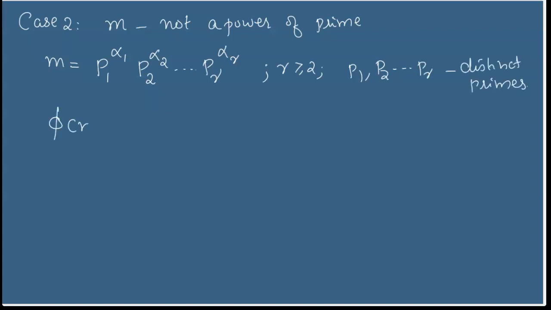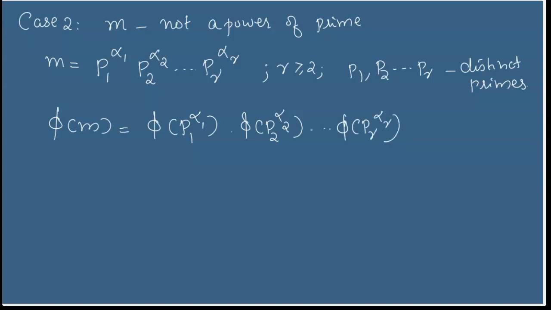Then we can see that φ(m) will be equal to φ(p1^α1) · φ(p2^α2) · etc. · φ(pr^αr), using the multiplicative property of φ. Since p1, p2, etc., pr are distinct primes, these numbers p1^α1, p2^α2, etc., pr^αr are relatively prime to one another. So we can apply the multiplicative property of φ here.